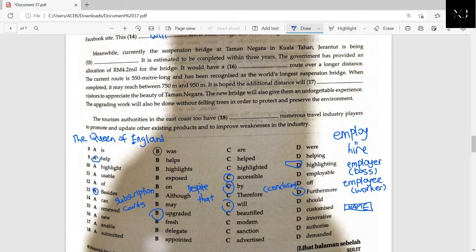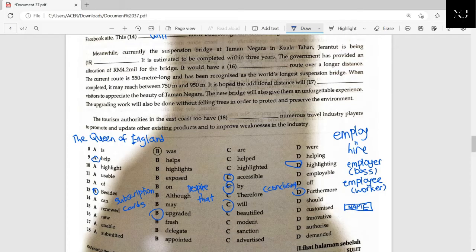Okay, the jalan in Bahasa. Okay, so the answer, what did they give you? New, fresh, modern, innovative. It will have a new route over a longer distance.